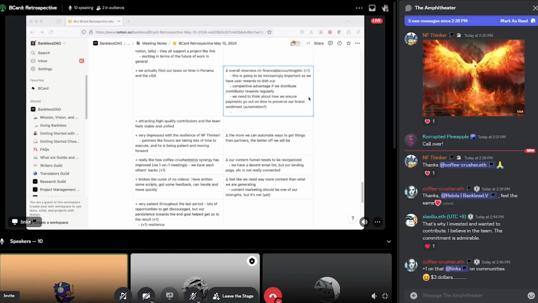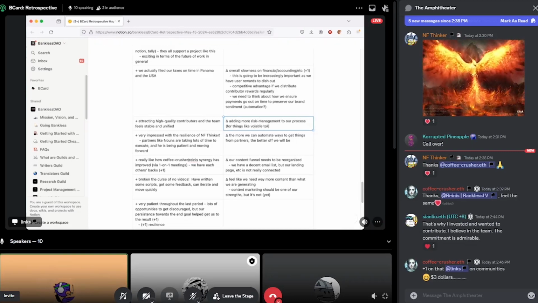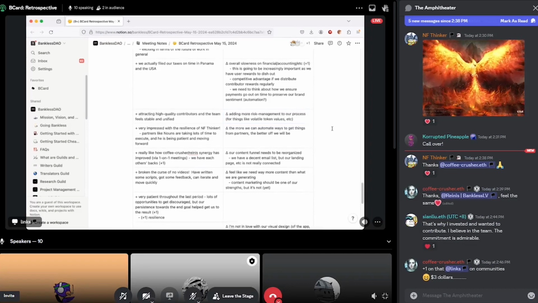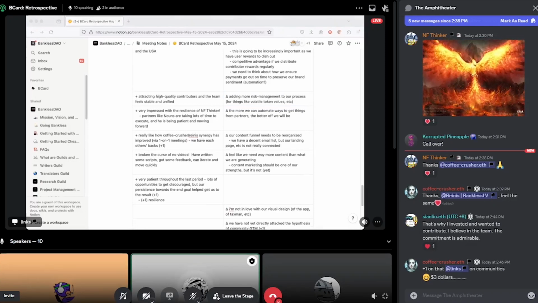Yeah, so like Coffee Crusher said about automating the accounting process, I think we also need to throw in a risk management view on that, so that we don't accidentally or inadvertently pay out more than we should, because some token value went way up and we have to cover it, things like that, because we want to keep staying on a sustainable path. Yeah, good point. I think it's a great point, in fact.